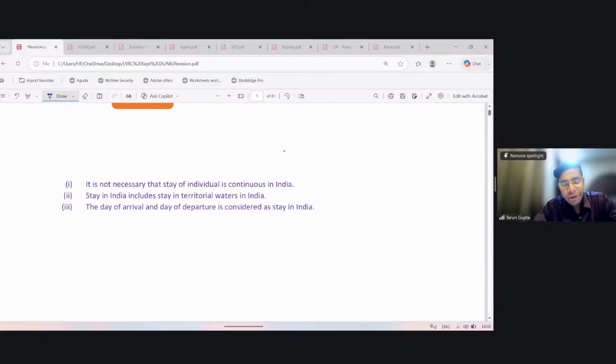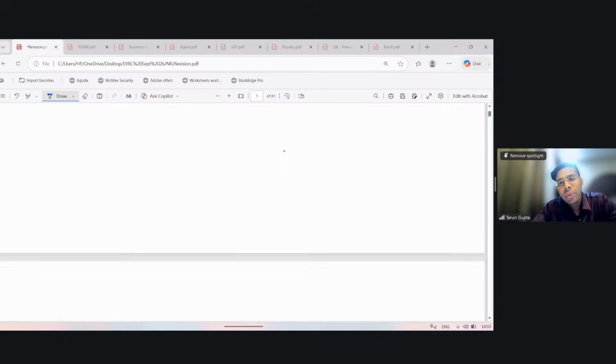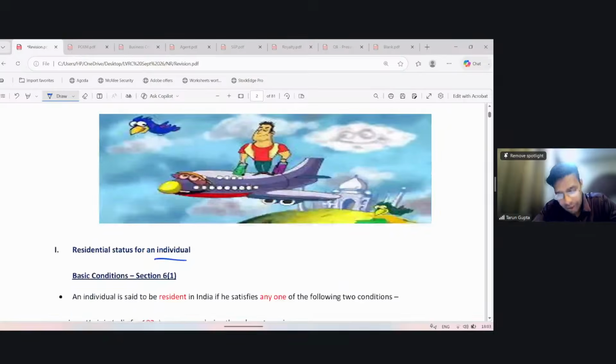When we talk about the stay, it is not necessary that the stay of the individual is continuous. Stay in India includes stay in territorial water of India, and the day of arrival and day of departure are considered as stay in India.